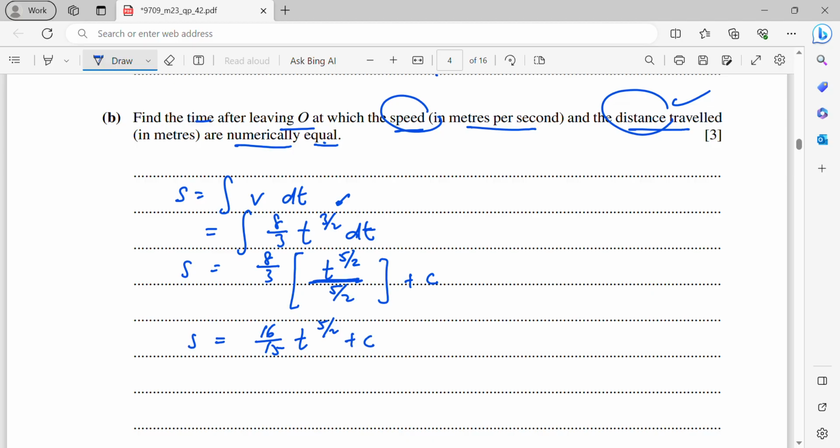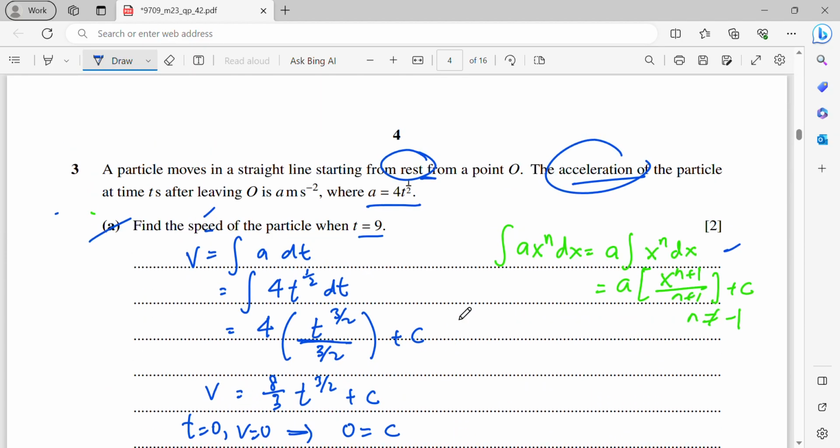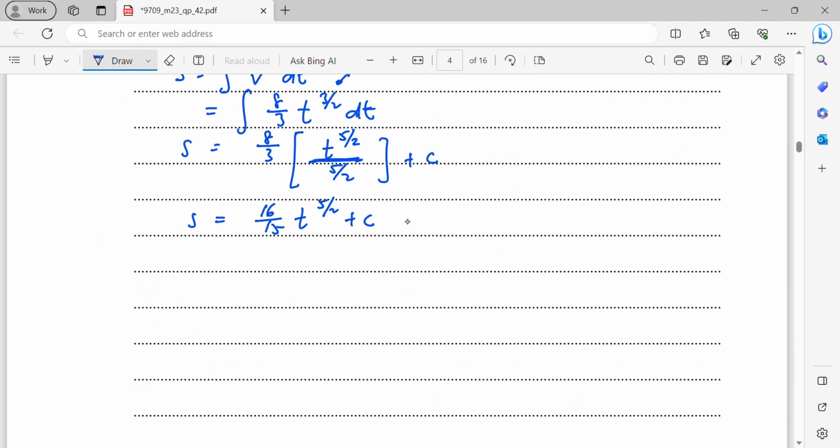So that's your expression. And now again, from here we know that because the particle moves starting from rest from a point O, when t equals 0, your s will be 0, because the time t is measured after leaving O. So now I will write t equals 0, s equals 0. Therefore, c equals 0. Then from here, I will get s equals 16 over 15 times t to the power 5 over 2.